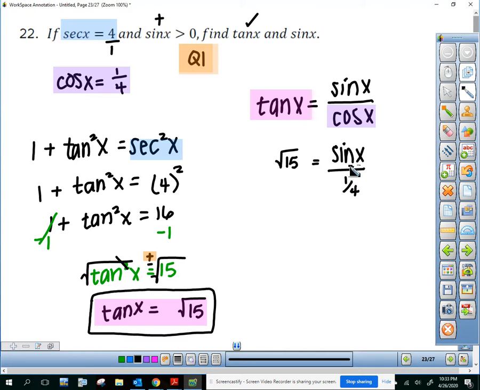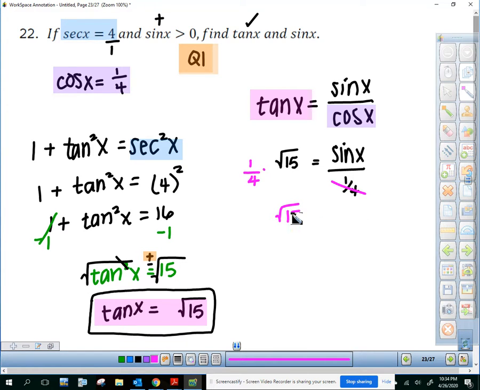All right, so here to get rid of the divided by 1/4, you would multiply that over to the other side. So times 1/4. Okay, so we got rid of it over here. So that becomes root 15 over 4 is sine of x. And there's no simplifying that we can do there. So that's going to be your solution.